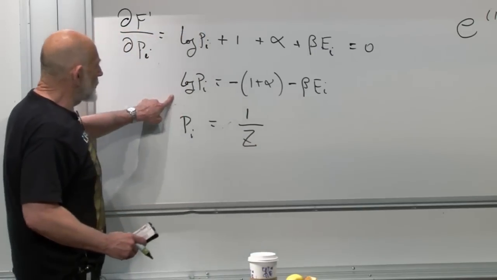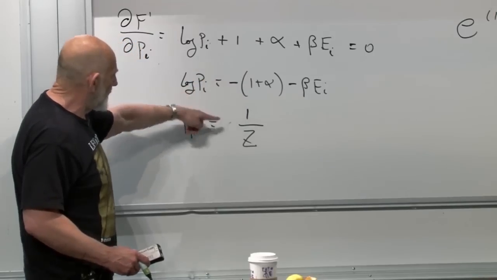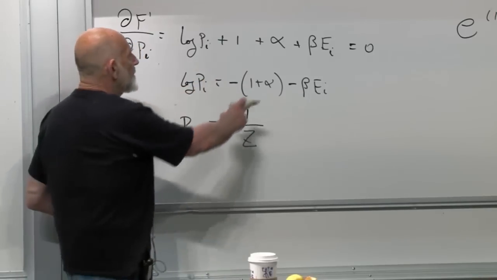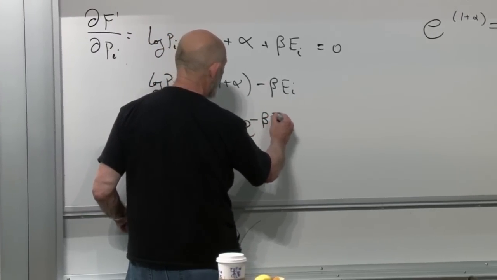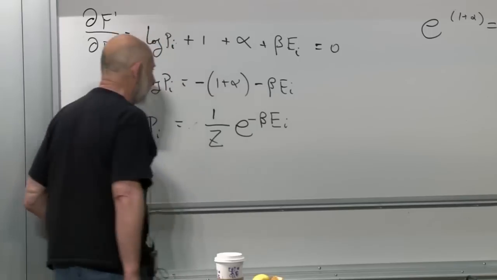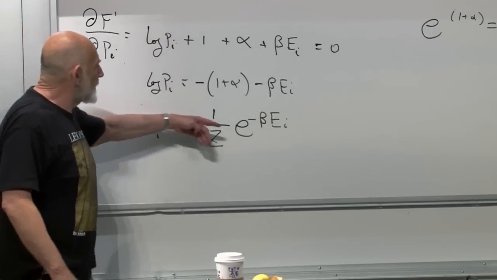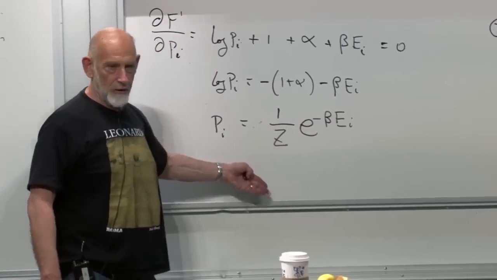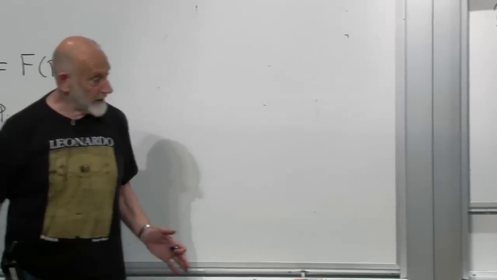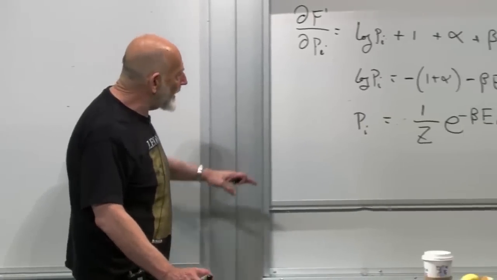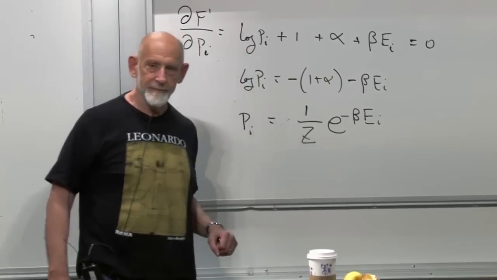Now, I'm exponentiating this thing. The first factor is e to the minus 1 plus alpha. That's my 1 over z. But then the second factor is e to the minus beta e sub I. This piece here doesn't distinguish the different states. It's just a number. It is important. It's not that it's not important. But the relative probabilities of different states are all contained in here.